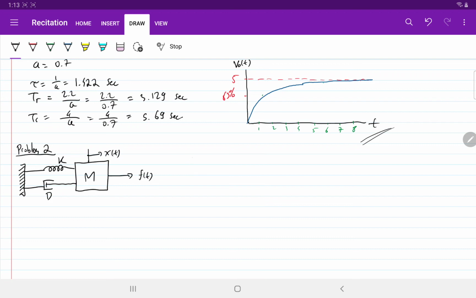The following are given. The mass is 5, D is 5, and K is 28. All the units are in standard international units. So mass will be in kilograms, damping is in Newton second per meter, and the spring constant K is 28 Newton per meter.